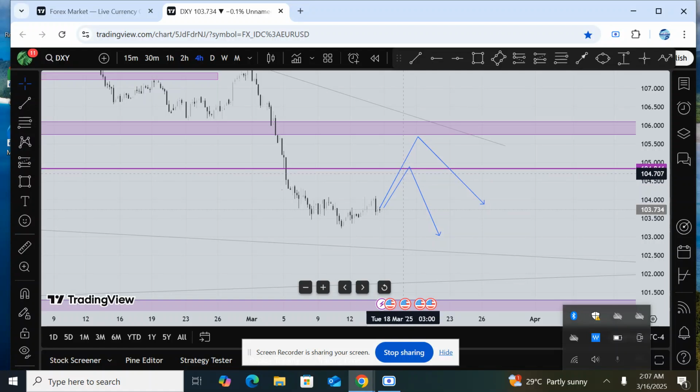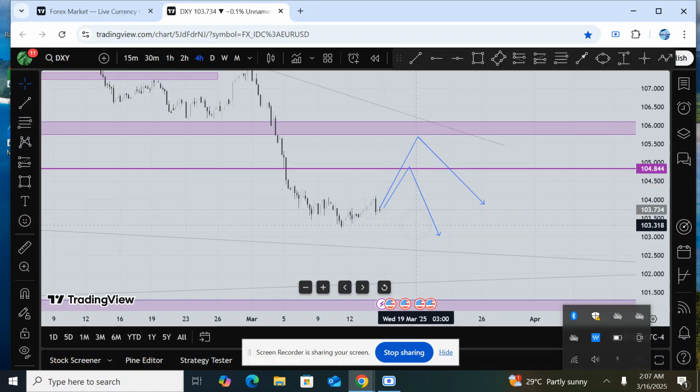We're expecting this pullback. Why? So that is for the DXY. But if the pullback happens to come to this zone and then it gives us a very massive, valid sell confirmation, we're going to take the sell right about here.